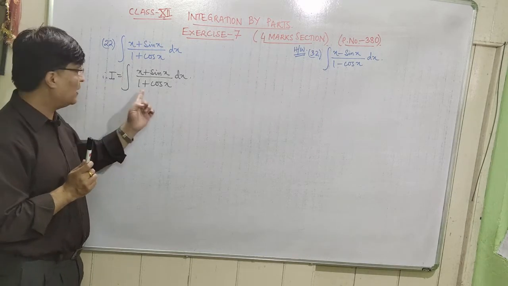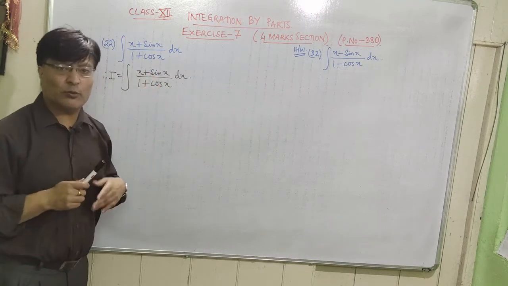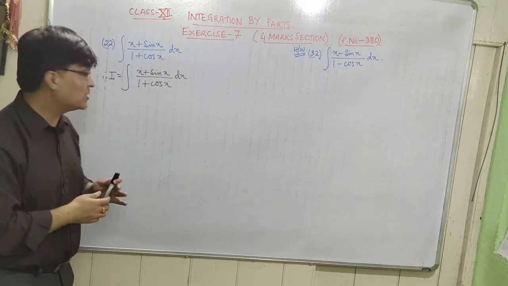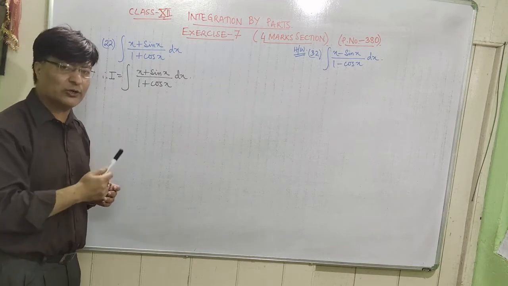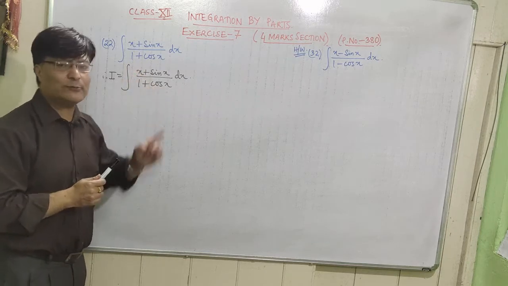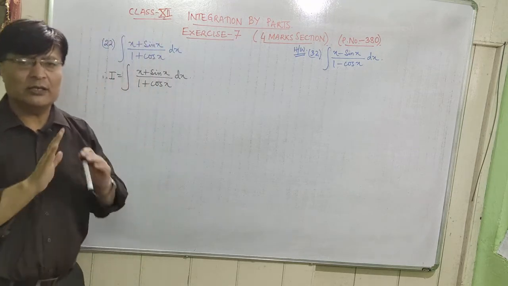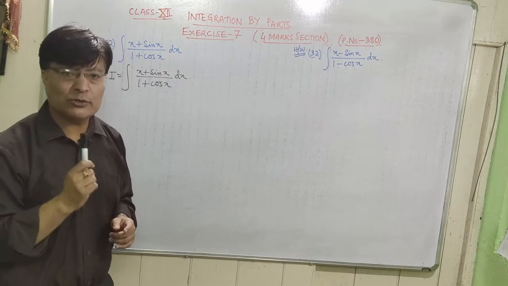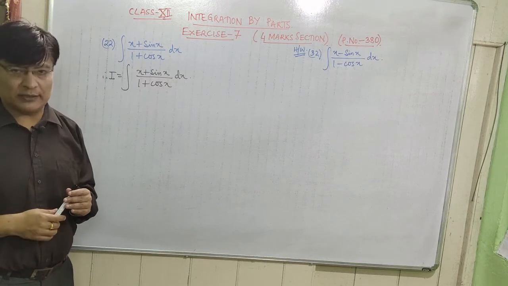What I wanted to say is, if this 1 plus cos x were on top and x plus sin x were at the bottom, then we could have assumed x plus sin x as z, so that its differentiation is 1 plus cos x, which is in the numerator. But 1 plus cos x is in the denominator and x plus sin x is in the numerator, and the differentiation of the numerator is the denominator. So in this case we cannot assume x plus sin x as z because 1 plus cos x is in the denominator. So in this case we have to use different methods.